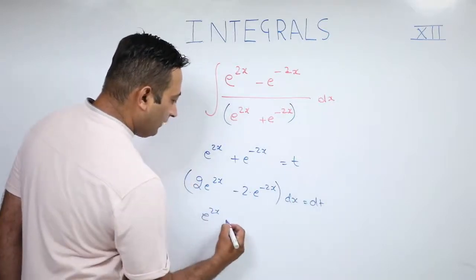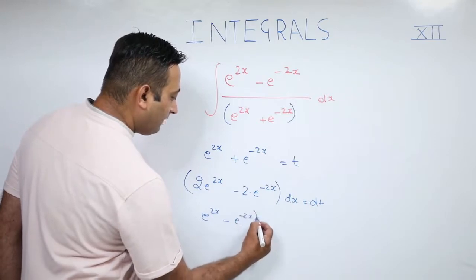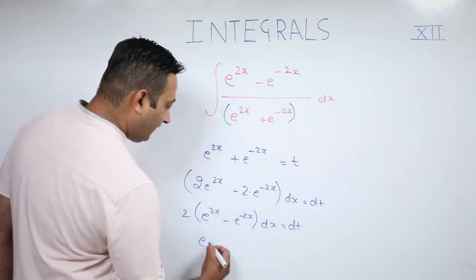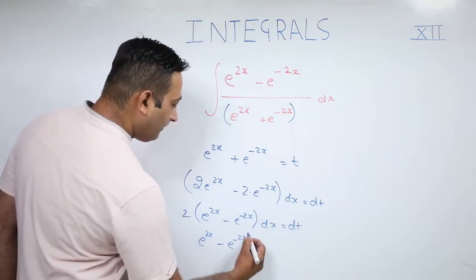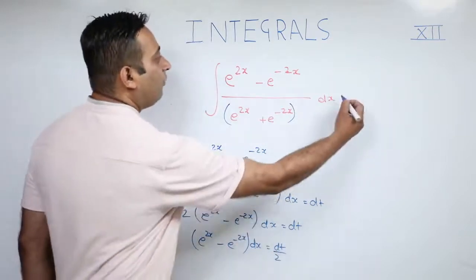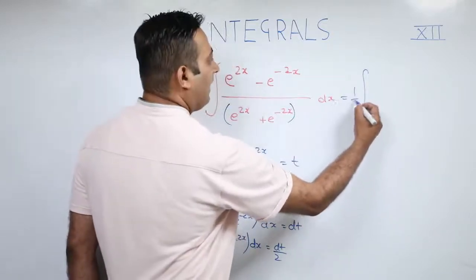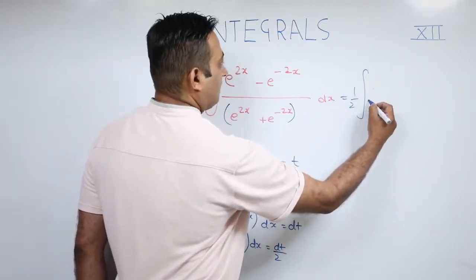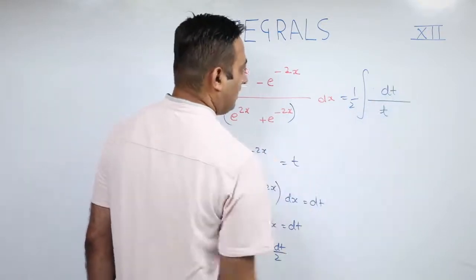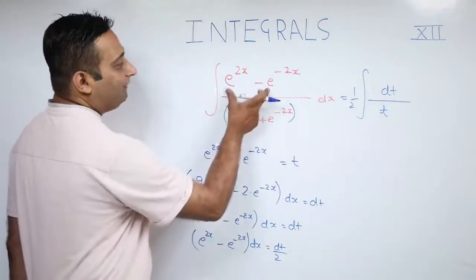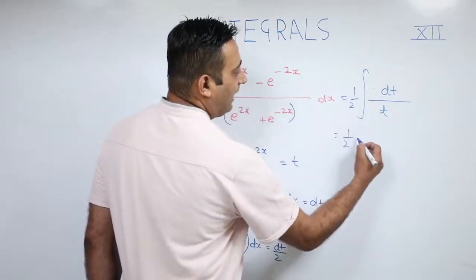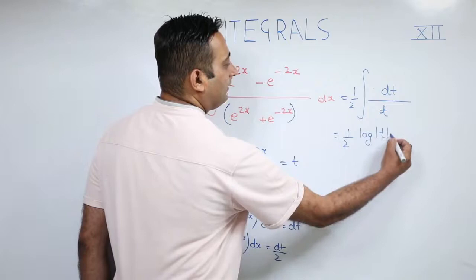Now e raised to the power 2x minus e raised to the power minus 2x, taking 2 common, dx will become dt. That means (e raised to the power 2x minus e raised to the power minus 2x) dx is equal to dt by 2. We'll substitute the whole part here and we get half of dt by t. As we have substituted this part as t and we got this as dt by 2. So the answer will be half log of mod t plus c.